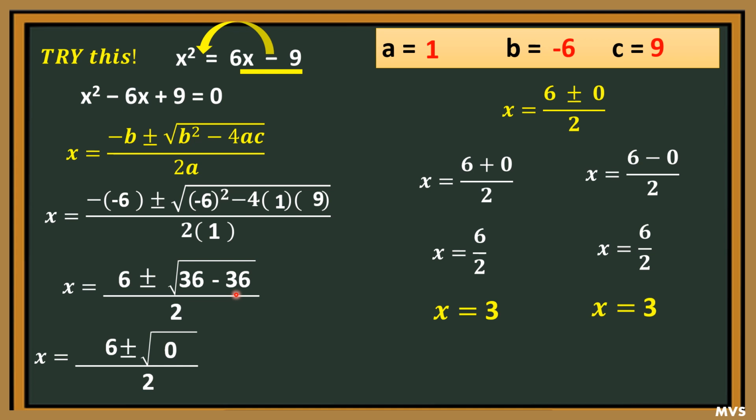So how many solutions does the problem have? 1. That is positive 3. So we have only one solution or root. Why do we have only one root or solution? We have only one root or solution because it has the same root or solution.